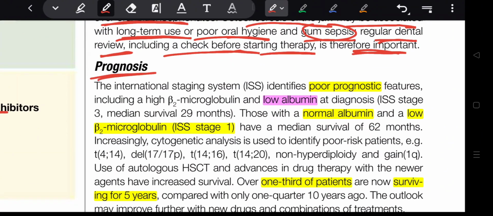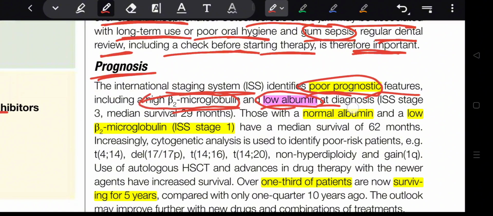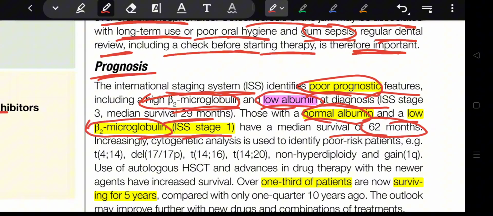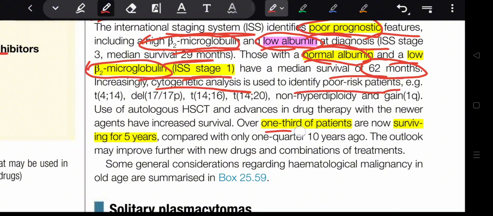Prognosis. The International Staging System, ISS, identifies prognostic features: high beta-2 microglobulin and low albumin. At diagnosis, ISS stage 3 has a median survival of 29 months. ISS stage 1, with normal albumin and low beta-2 microglobulin, has a median survival of 62 months. Cytogenetic analysis can identify high-risk patients. Over one third are now surviving 5 years, compared to only one quarter 10 years ago.